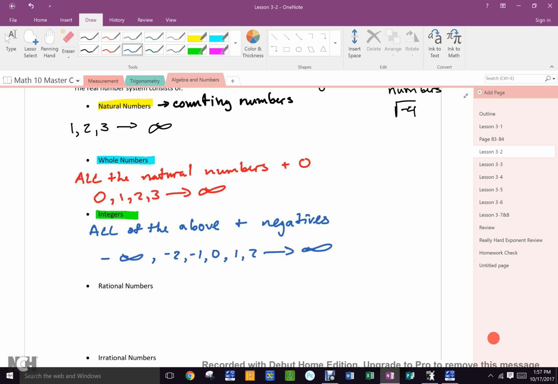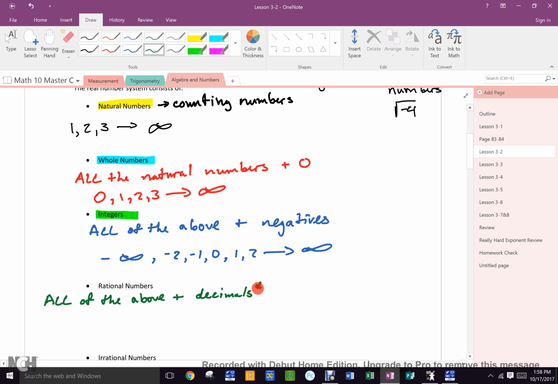Okay, now we get to the weird stuff. Rational numbers. All of the above plus fractions. No, not quite. Yes, it is all of the above. And yes, it does include fractions, but it also includes decimals that are special. So, once again, it's all of the above plus decimals.